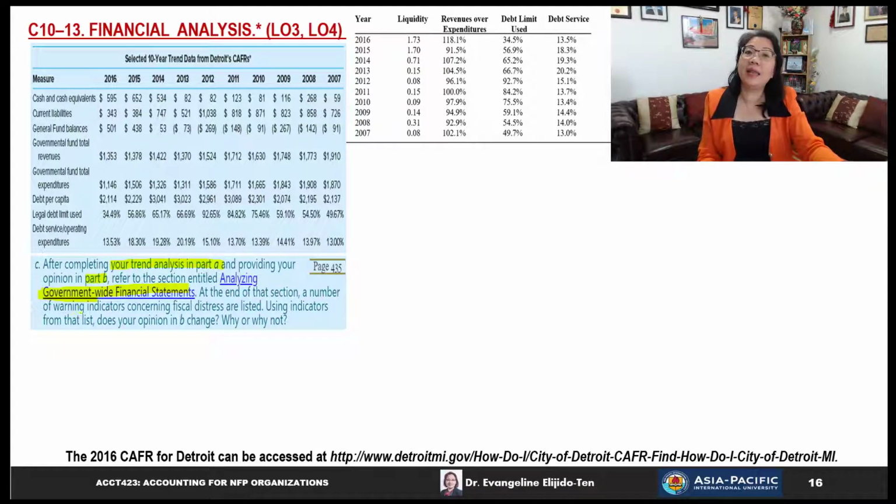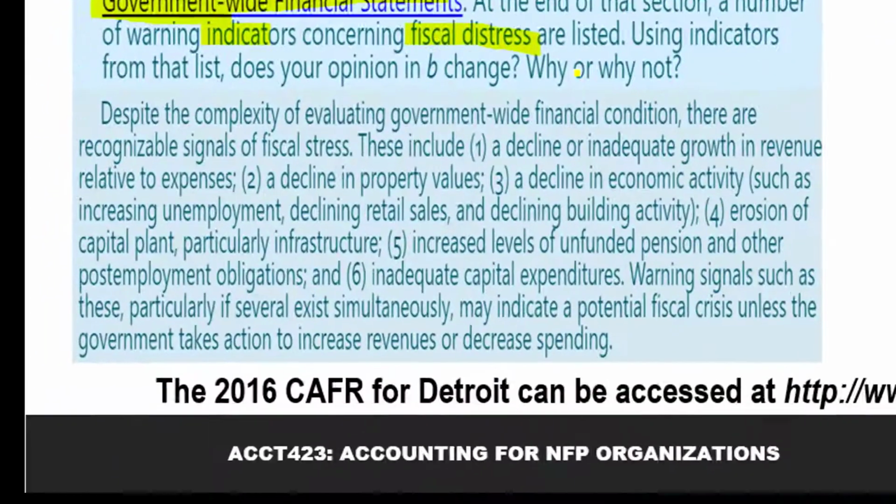So there are a number of warning indicators concerning fiscal distress that are listed there. And the requirement says use these indicators and discuss whether your opinion in letter B changed. So our opinion in B was that the unmodified report of the auditor is justified. So firstly, let's have a look at some of these warning indicators as shown in your textbook.